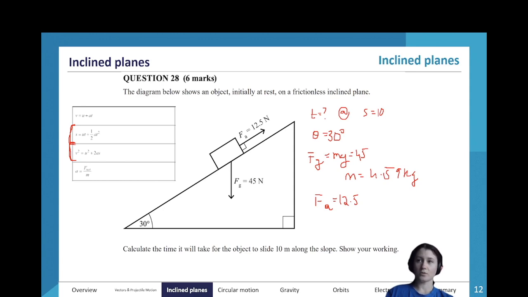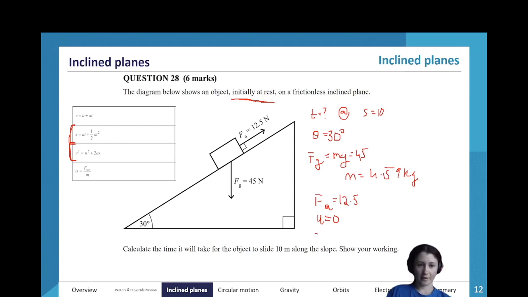So we likely are not going to use that either, because we don't know for sure that if the object slides 10 meters down the slope, it will come to a stop. All right. What we do know, however, is that the initial velocity is 0, because it's initially at rest. So it seems like we would be using our first formula here.